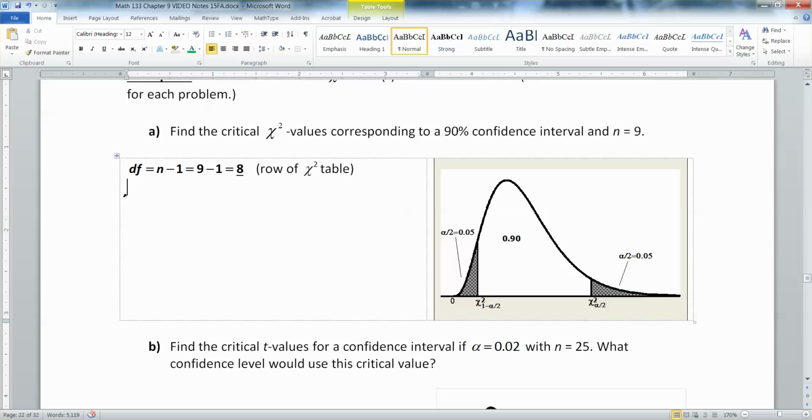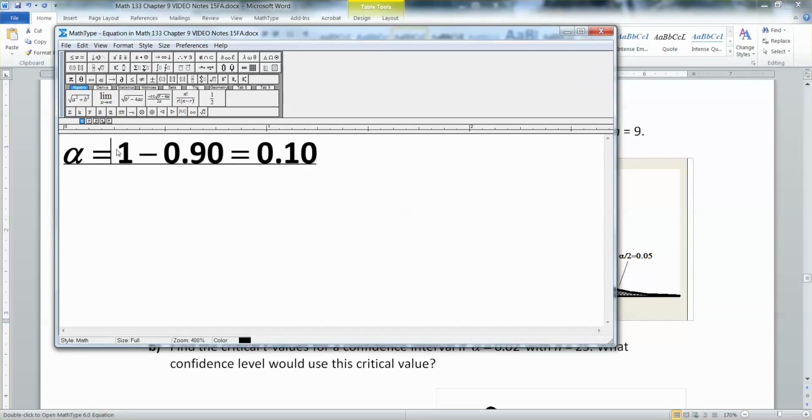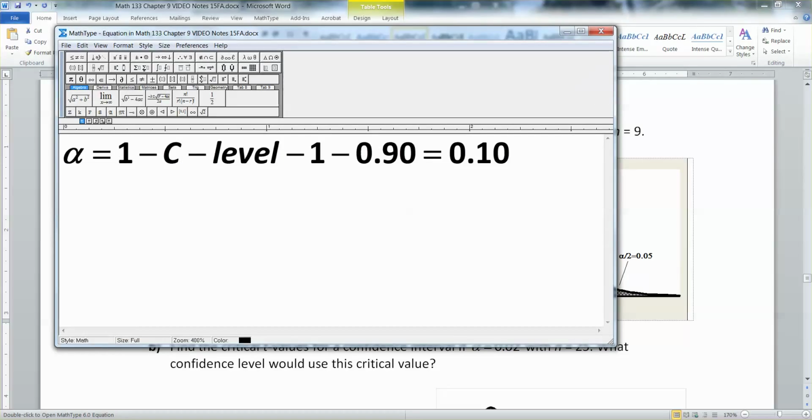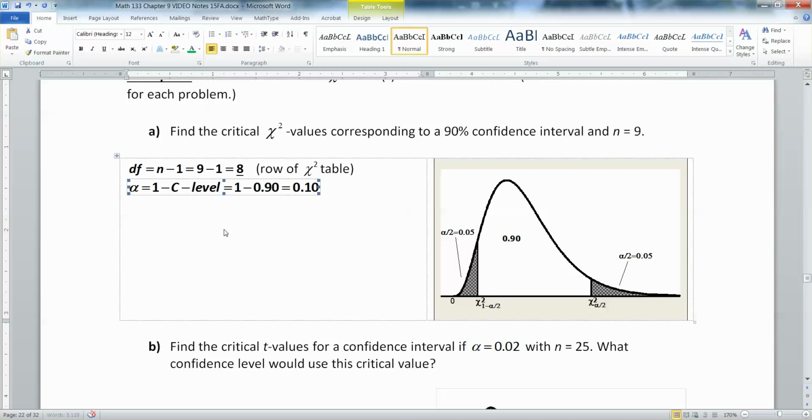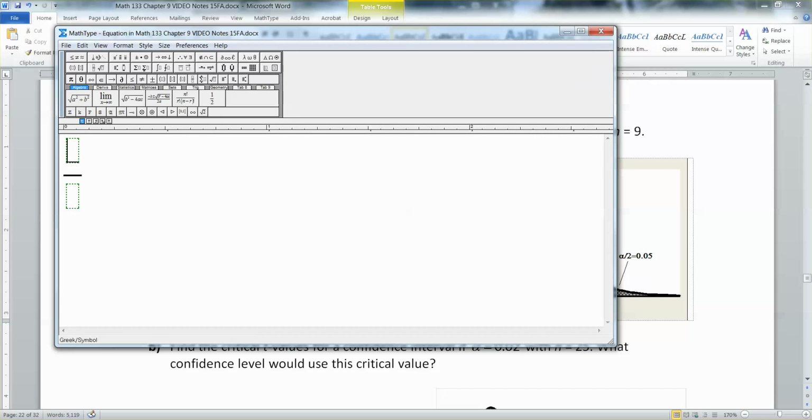Now recall that our confidence level and our alpha are complements of each other. So that means that alpha has to be 1 minus the confidence level, right, because of the complement rule, which means it's 1 minus 0.90, which is 0.10. But that's the area in both tails. So we don't want that. We want the area in each tail. So we have to take alpha and cut it in half to get 0.05. So it's 0.10 over 2, which is 0.05.